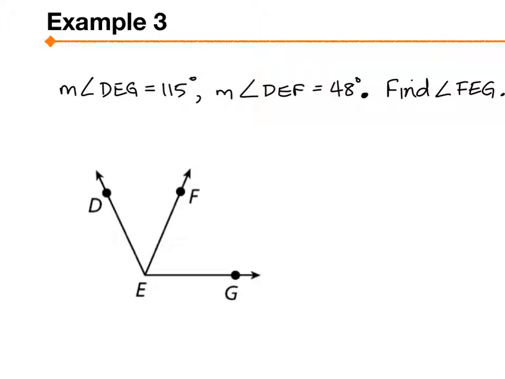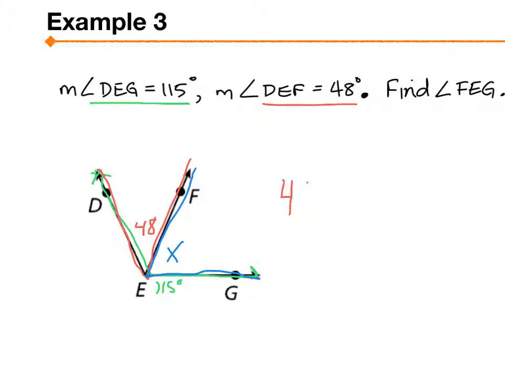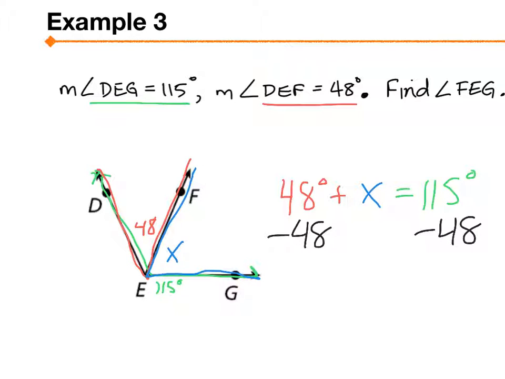So if the measure of angle DEG, so we're talking about this whole angle here, DEG, is 115 degrees. The measure of angle DEF is 48 degrees. Find FEG. So we're trying to find this blue angle here. We can call this X. We know that if we take one of the interior angles plus the other, it equals the total. So we would do 48 degrees plus X is equal to 115. Now we just subtract 48 from both sides, and we get X is equal to 67 degrees.